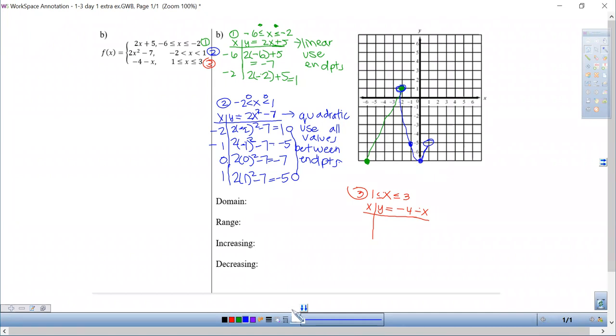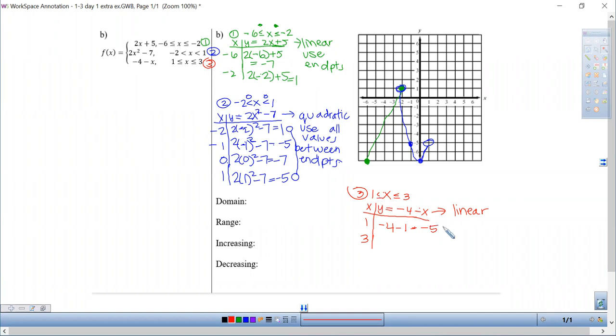Okay, next we've got the third piece, which is -4 minus x. So x is to the first power. That's also linear. So since it's linear, I only have to plug in my 2 endpoints. So I only have to plug in 1 and 3 to get my points, and then I can connect it with a straight line. So when I plug in 1, I've got -4 minus 1 is -5.